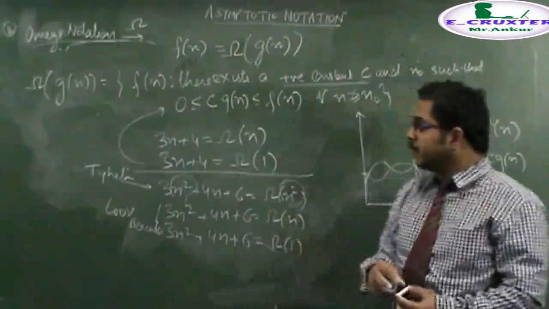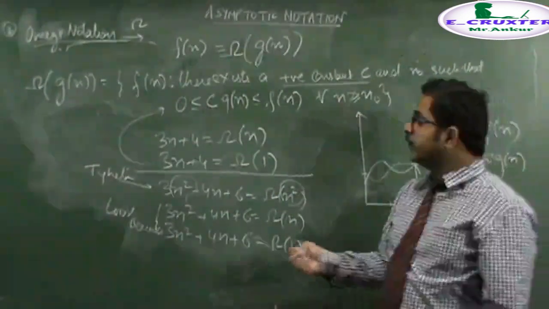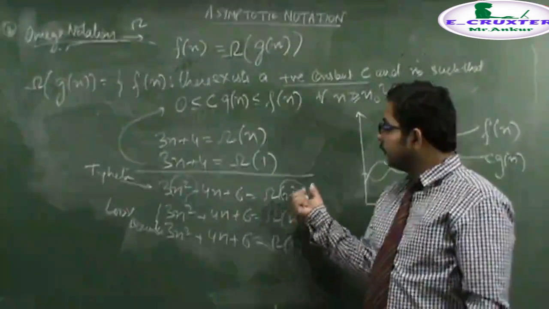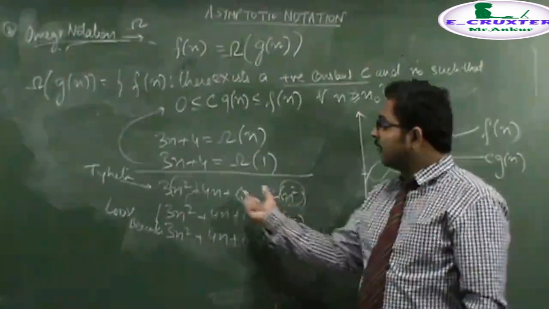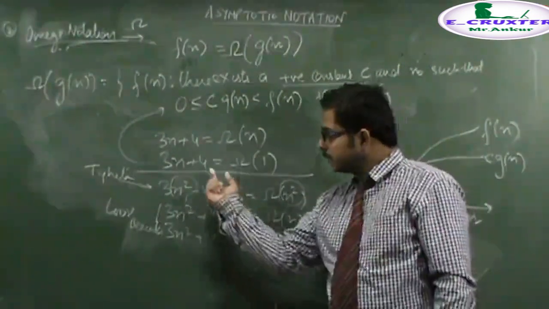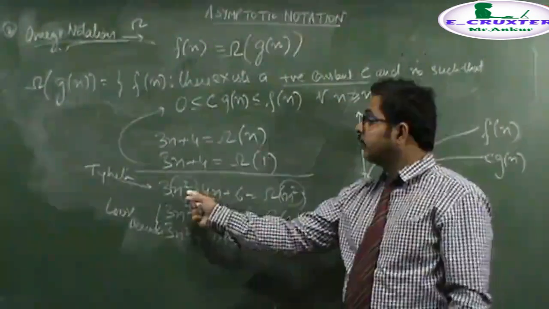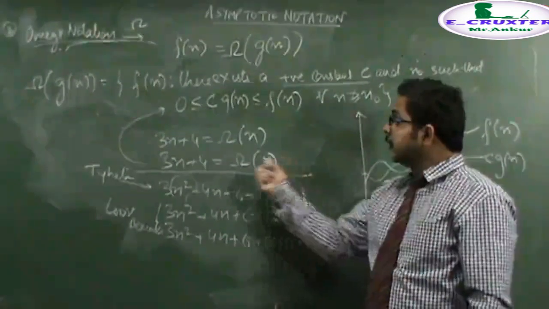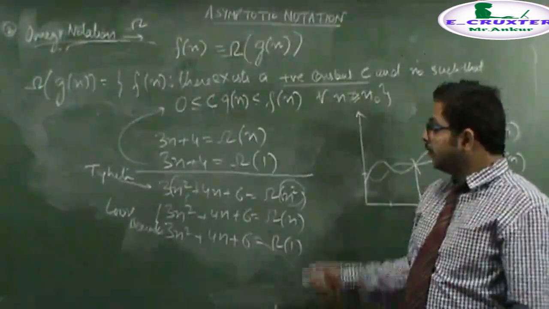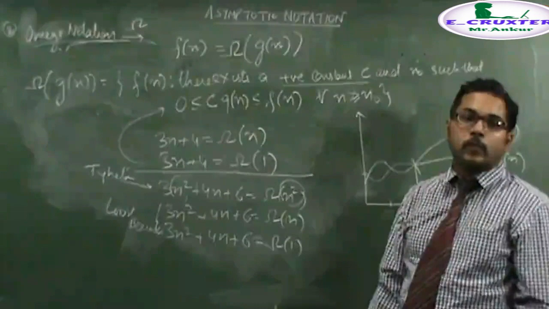Just remember here that tighter bounds are those bounds in which the function which is bounding and the function which is bounded, that degree should be same. If both degrees are same, that is, here it is quadratic and here it is quadratic, then we say it is basically acting as a tighter bound. Other functions are acting as the loose bound.